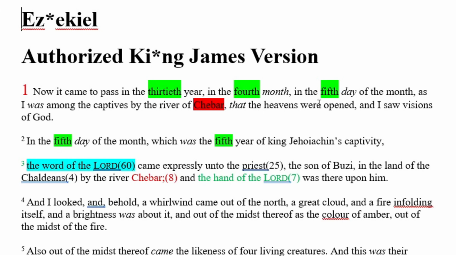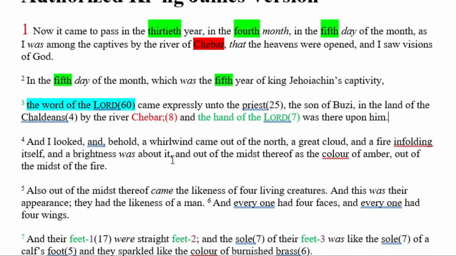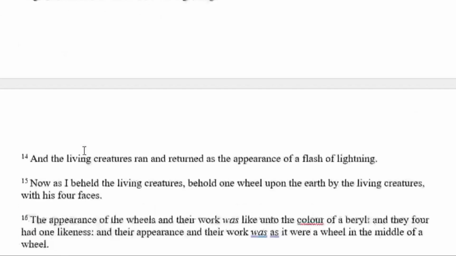Now it came to pass in the 30th year, in the 4th month, and the 5th day of the month, as I was among the captives by the river of Chebar, that the heavens were open, and I saw visions of God. What do we have right here? God is showing up. In the 5th year of King Jehoiakim's captivity, the word of the Lord came expressly to the priest, the son of Buzi, in the land of the Chaldeans by the river Chebar, and the hand of the Lord was upon him. Special selected person standing at a threshold by a river, Chebar, and God shows up and comes expressly to him. See that pattern? There's going to be some supernatural aid down here somewhere.